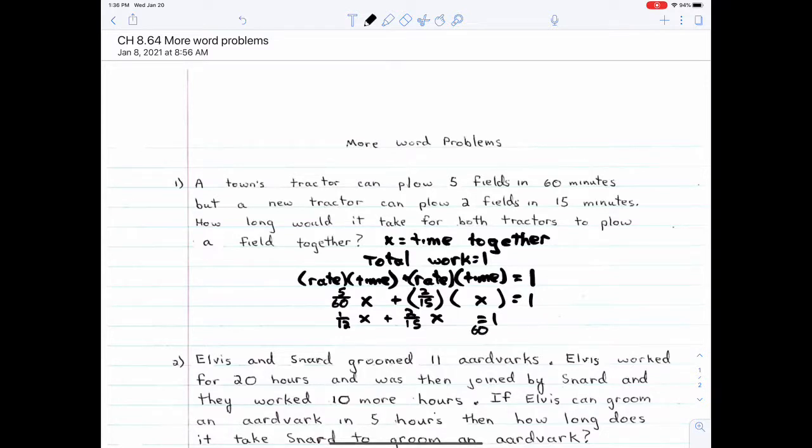So I guess reducing this fraction 5/60ths to 1/12 didn't help that much. So we're going to multiply by 60, and so we'd get 5x plus 8x equals 60. And then you'd finish it off. Okay. Again, I just mainly want to set this up.